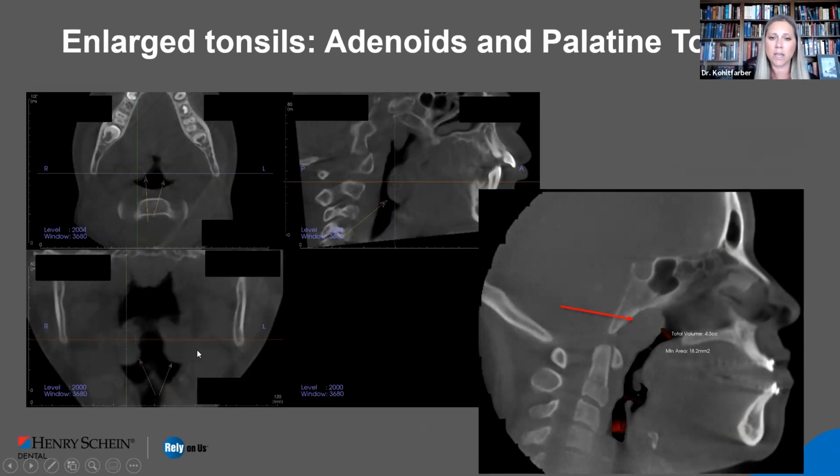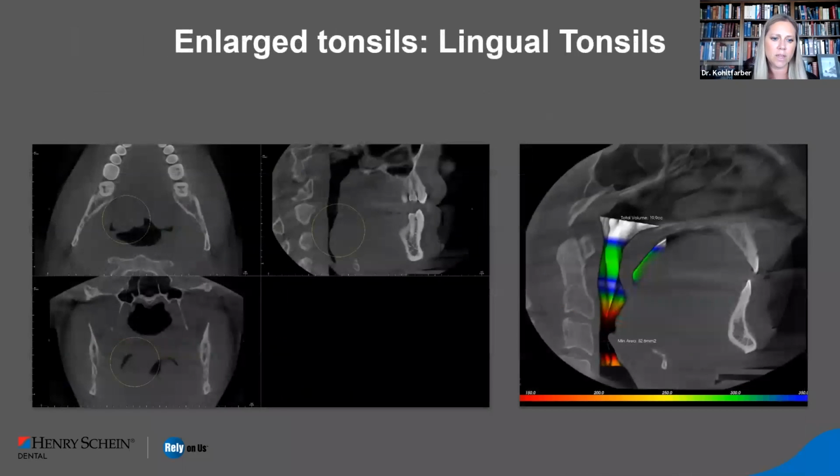And so this is a case you'd want to send to ENT. Go ahead and have the tonsils removed, and that's definitely going to help that patient immensely. And here we have enlarged lingual tonsils.